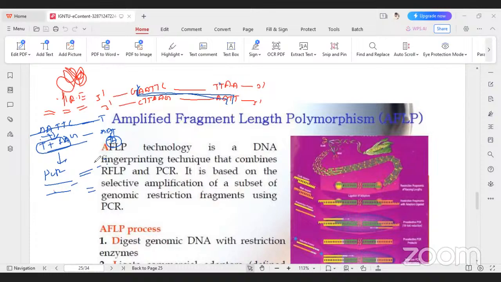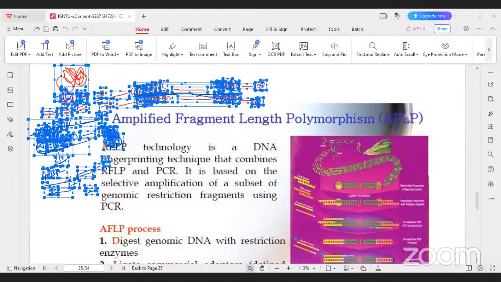The restriction fragments for amplification are generated by two restriction enzymes, a rare cutter and a frequent cutter. Rare, as the name itself says, is the rare cutter, and the other one is the frequent cutter. The AFLP adapter consists of a core sequence and enzyme-specific sequence, no need. The restriction fragment, no need. So these are the steps in AFLP. Next.